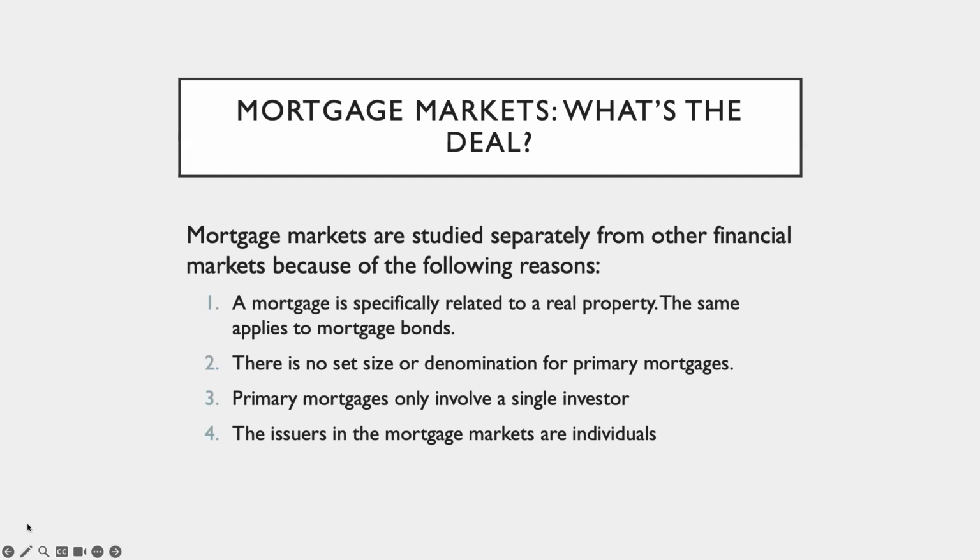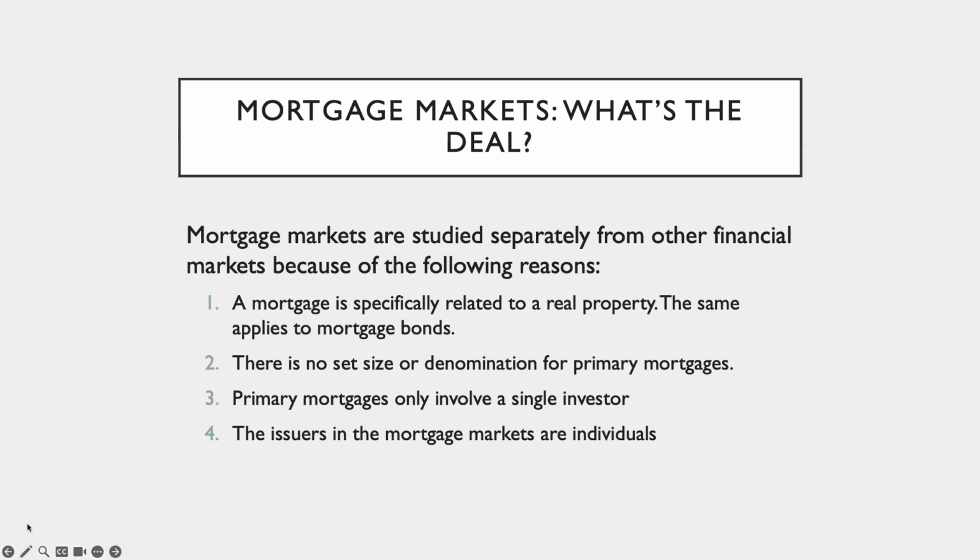All right. Number 2, there is no set size or denomination for primary mortgages. So there is no ceiling or floor in the amount of mortgages that one can take out. Rather, the size of a mortgage depends on the borrower's needs and ability to repay. Bonds, on the other hand, will have a preset denomination at which you can purchase, and usually shares are sold at par value per share.